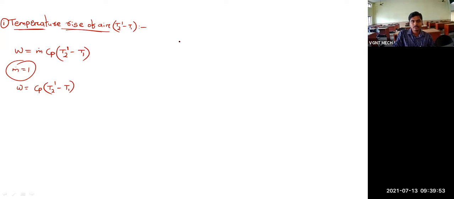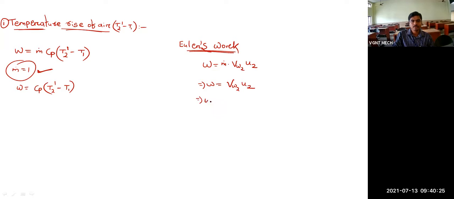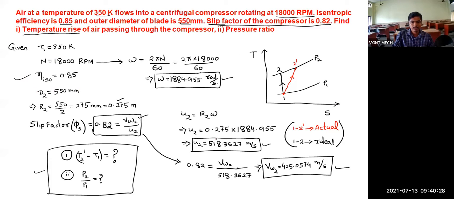So for this, what we will do, we will calculate the Euler's work. What is Euler's work? Euler's work is Vw2 into U. If you consider the mass flow rate also, it will come as mass flow rate m into Vw2 into U. But since mass flow rate is not given, we are taking it as 1. So W becomes Vw2 into U. What is Vw2?